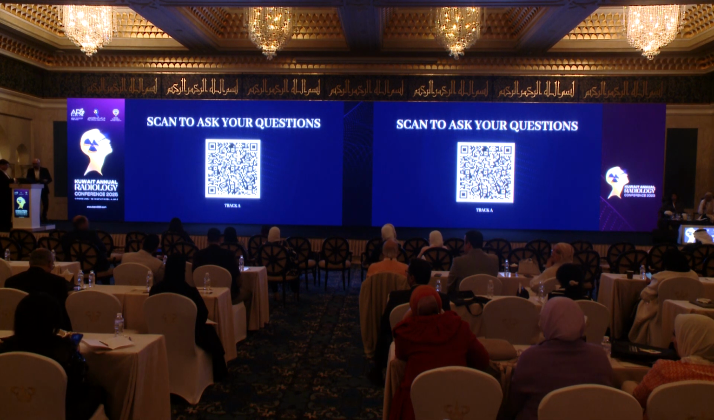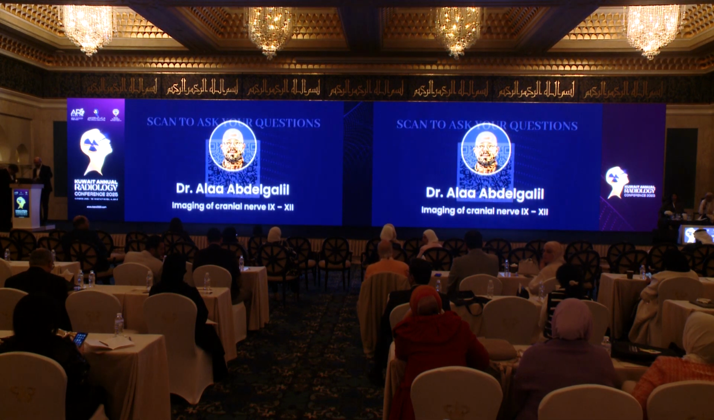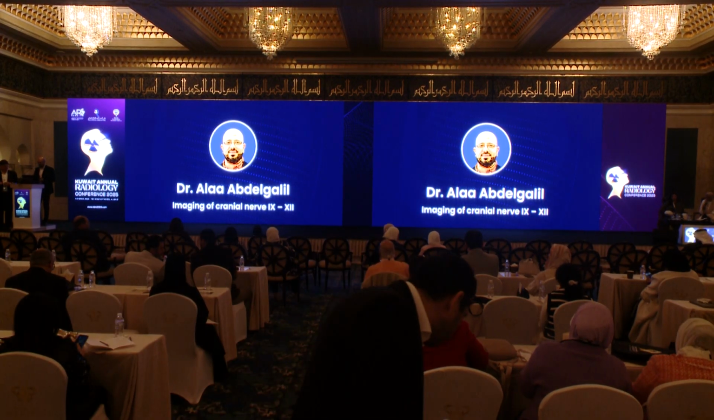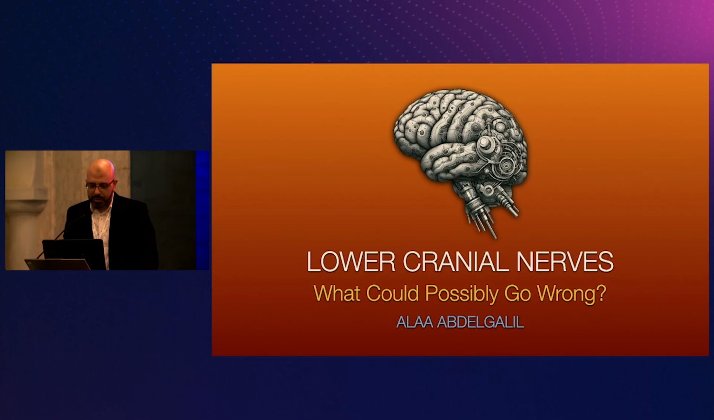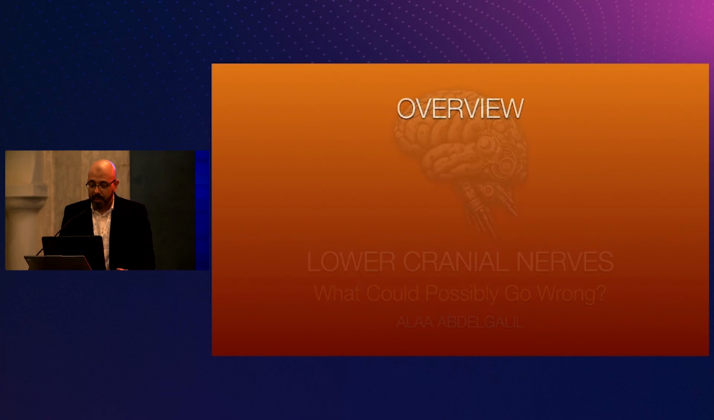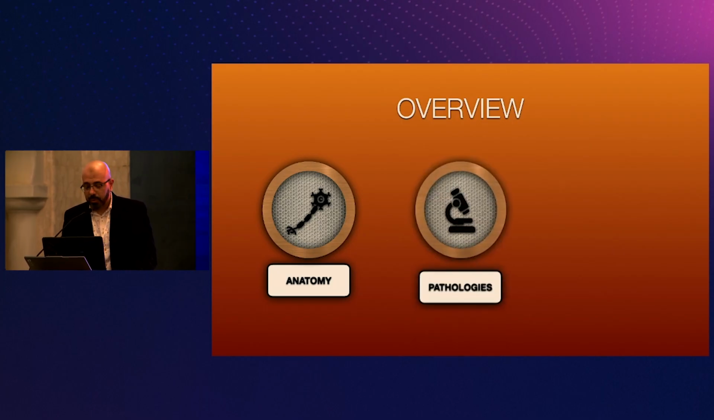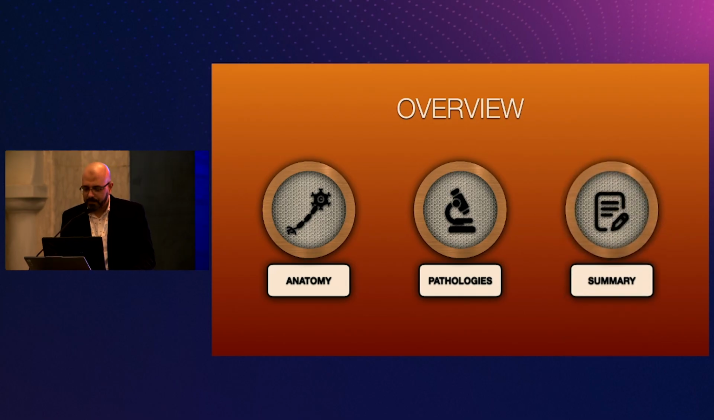Dr. Alaa Abdelgalil is going to present the last talk in this session, entitled Imaging of Cranial Nerves 9 and 12. So now we're talking about lower cranial nerves. What could possibly go wrong? Overview of the lecture: we'll start with a bit of anatomy of these four nerves. After that, we'll go through pathologies that we can see on our scans, and we'll finish off with a summary.